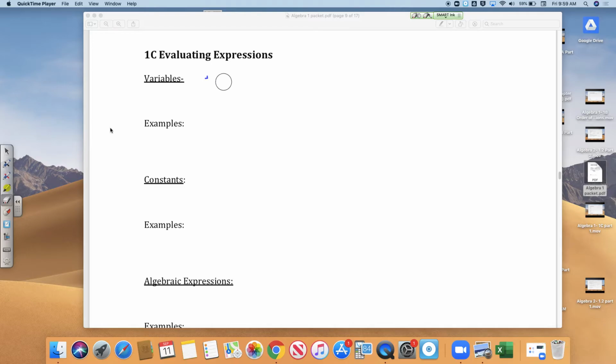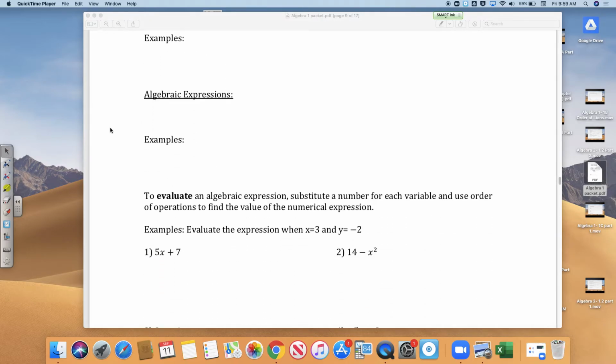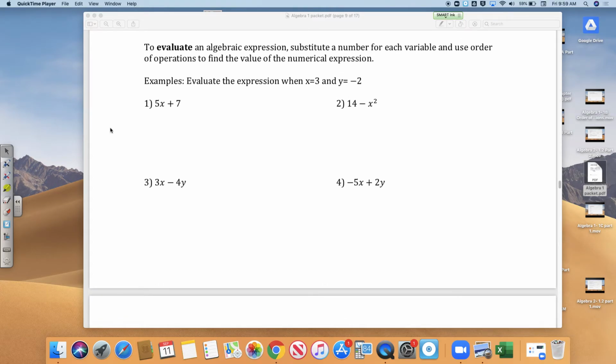All right. So scrolling down. Let's try some examples. To evaluate an algebraic expression, you're substituting a number in for that variable and you're using the order of operations to solve. So for example, 5x plus 7. We are going to be replacing the x with 3, and for each y we see, we're going to be replacing it with a -2.